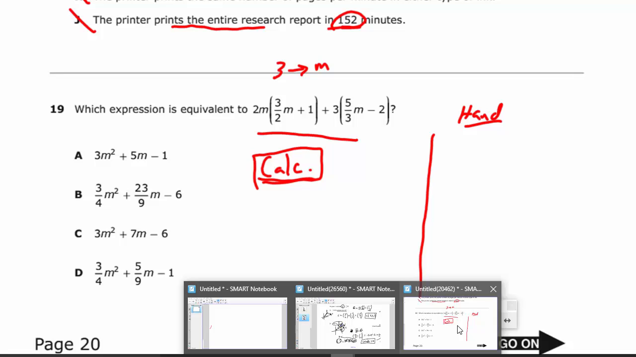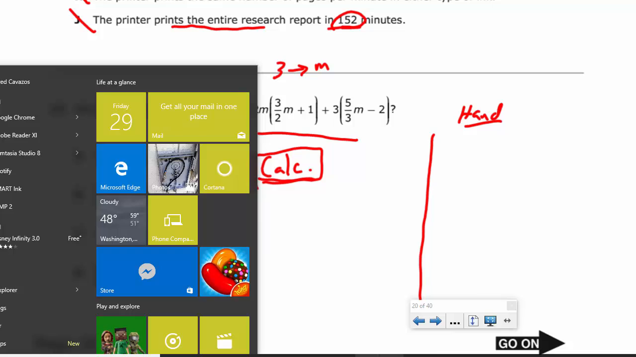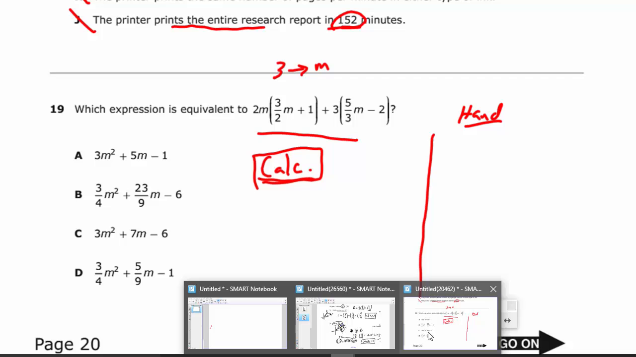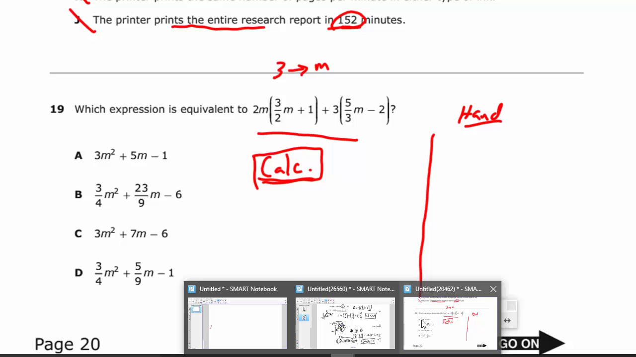2m plus 3 halves m plus 1. Just copy this entire thing, okay? Just copy this entire thing right here. (2m). All right, so 2m times, open parentheses, make a fraction, control divide. Okay, we want 3 halves. Nope, 3 halves times m plus 1.